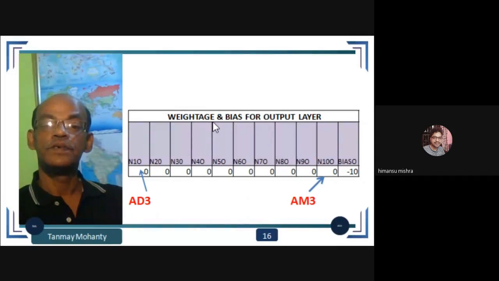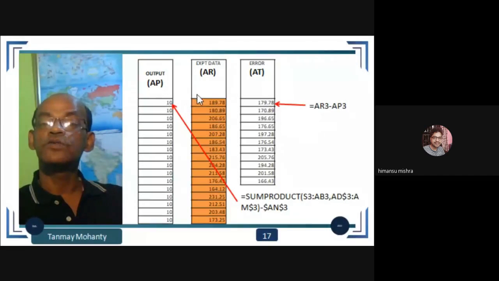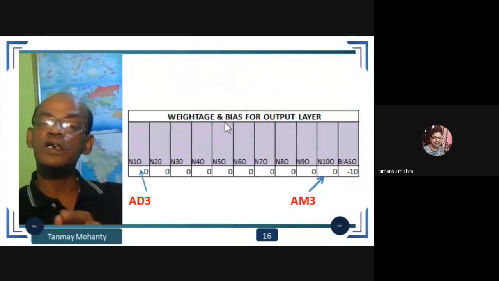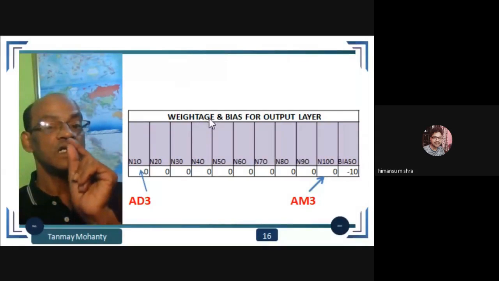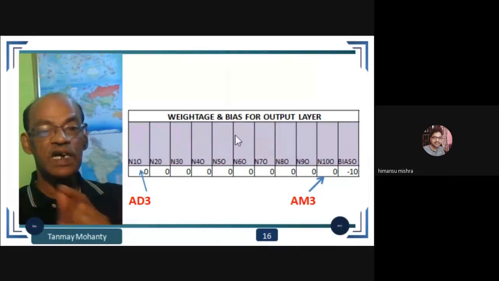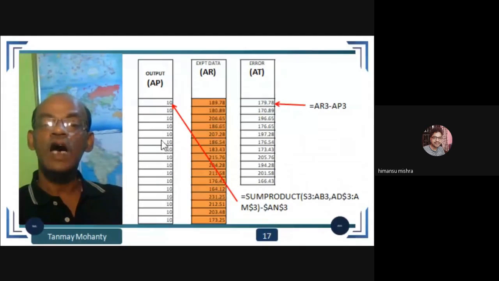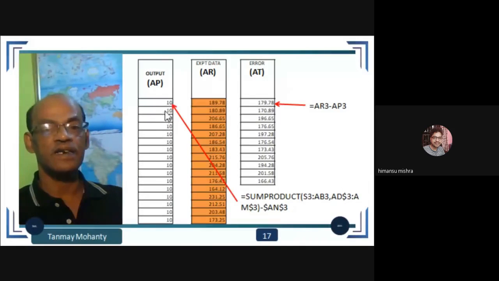Now, coming to this, this is what is output. What is the output? Output is evaluated from the perceptron value considering the sum product of what? The neuron value in the hidden layer and weightage. We can find out the output here as generated by the model. That is my model generated output.